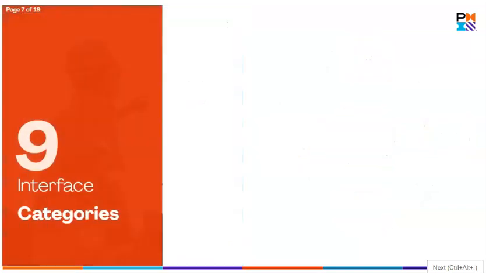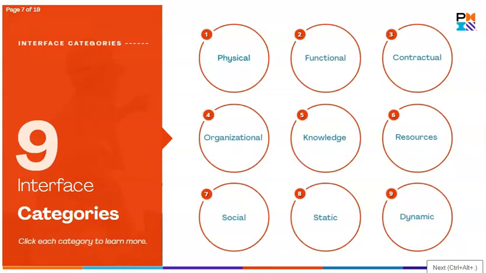Having learned about the different types of interfaces, let's look at how interfaces can be further categorized in a way that is more specific and purposeful. Click each category listed here to learn more.